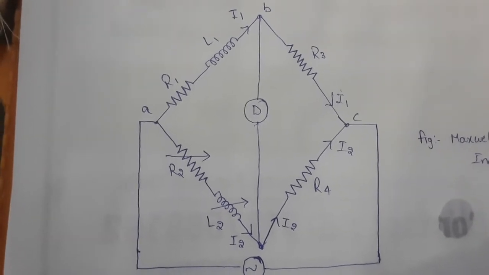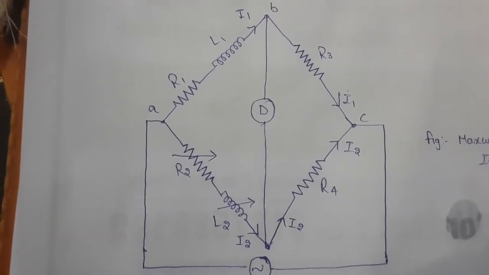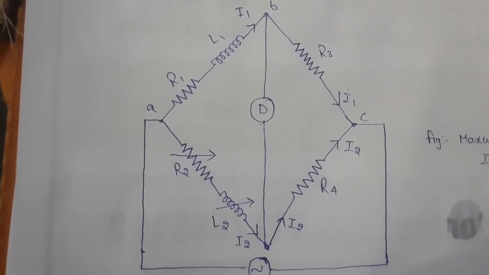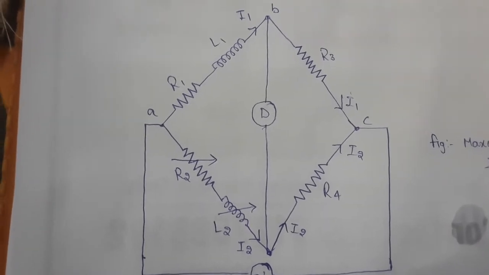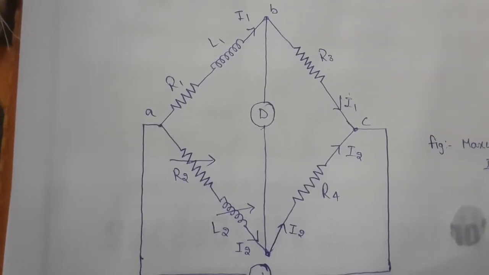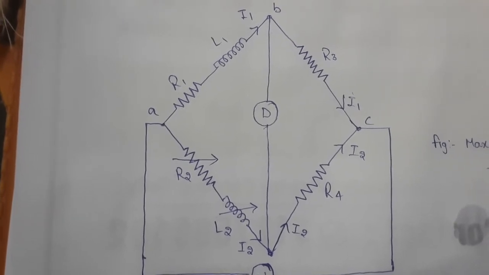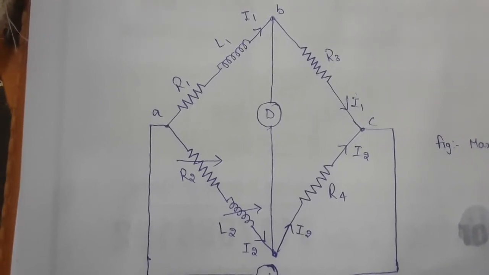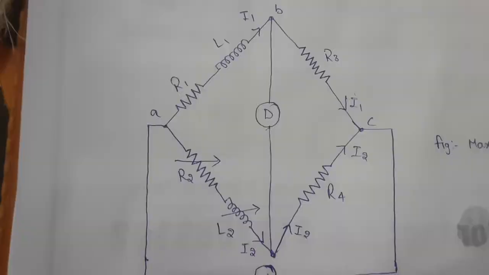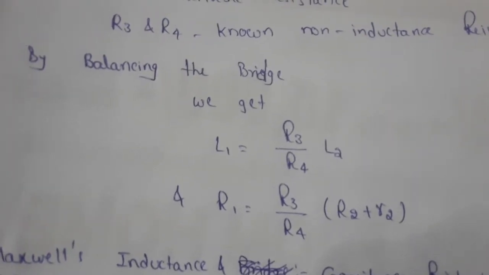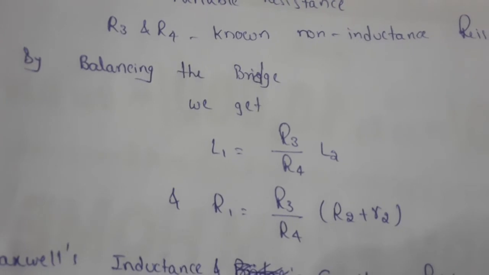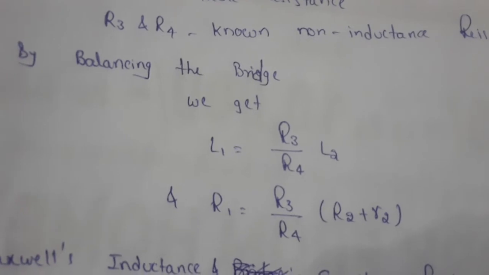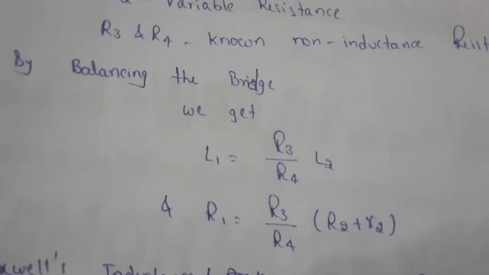In this figure, R1, L1, R2, L2, R4 and R3 are connected in arms. Hence it forms a bridge, where R2 and L2 are variable resistance and variable inductance respectively, and D is called the detector. By balancing the bridge we get L1 equal to R3 by R4 into L2, and R1 equal to R3 by R4 into R2 plus small r2.